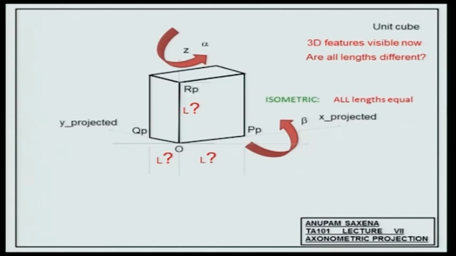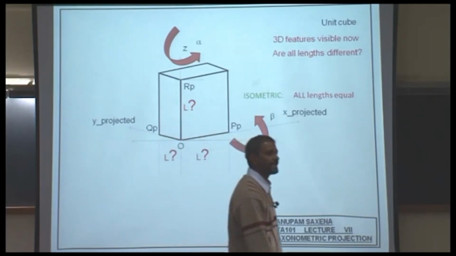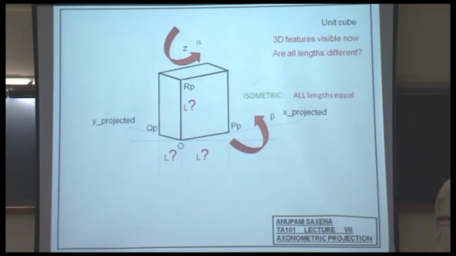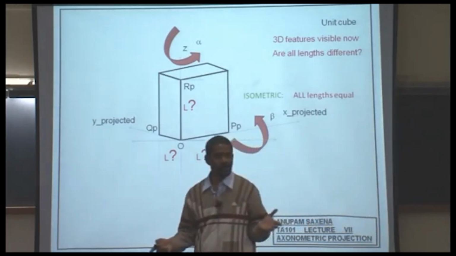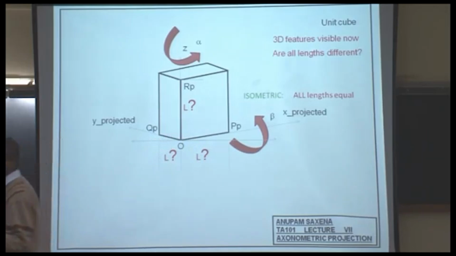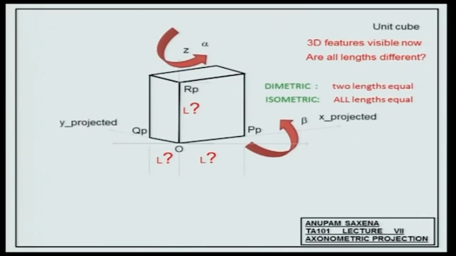Now it so happens that for a certain set of angles alpha and beta, you get these 3 lengths to be totally equal. And when you're looking at that projection, it's called the isometric. Iso means same, metric means scale. Isometric projection, when all the 3 lengths are equal. When 2 of these lengths are equal, it's called dimetric projection. Di, 2, metric, size. And when none of these lengths are equal, it's called a trimetric projection.